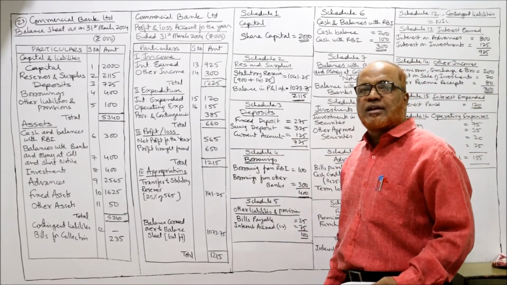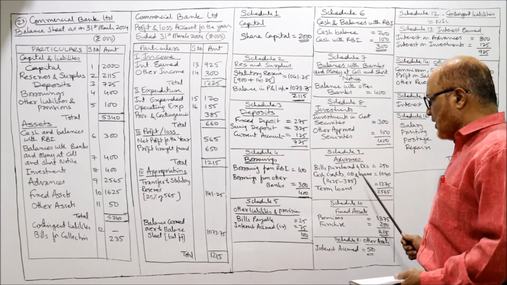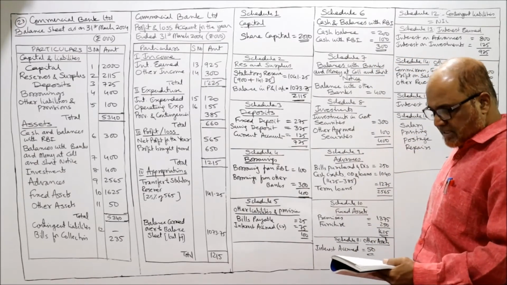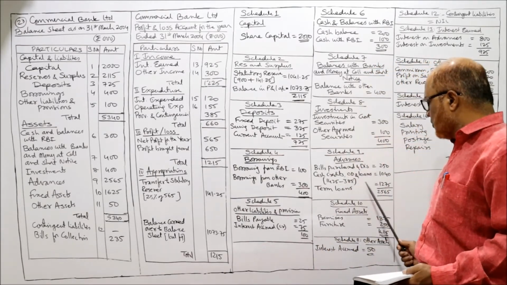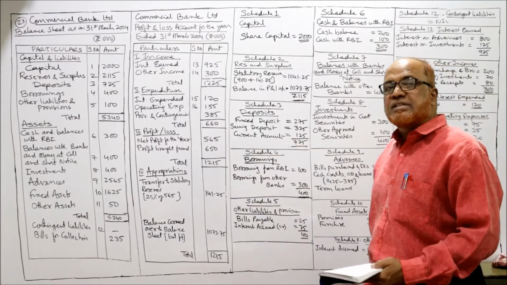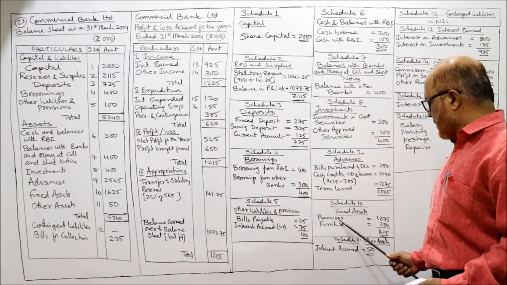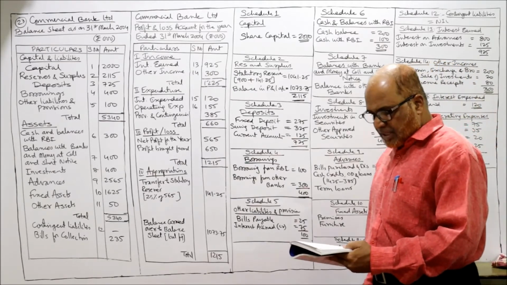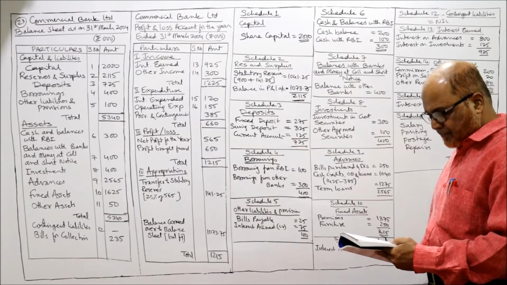Next comes cash credits, overdrafts and loans. In the working note, I will show you what the adjustment is there. Term loans, again 9th schedule, term loans 1275. Premises, 10th schedule, fixed assets: premises 1375. Then furniture 250, same 10th schedule, furniture 250.